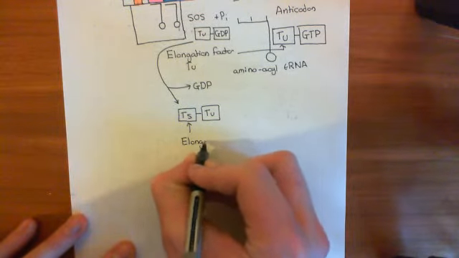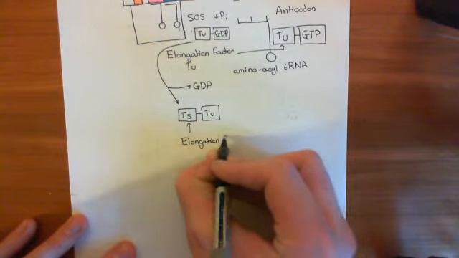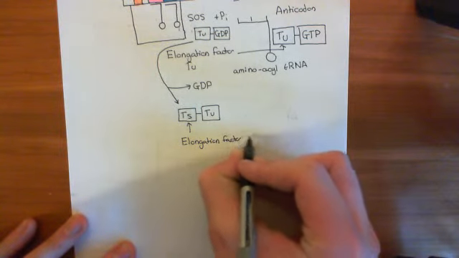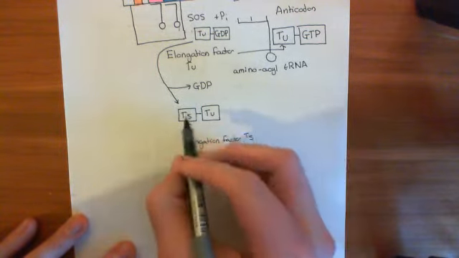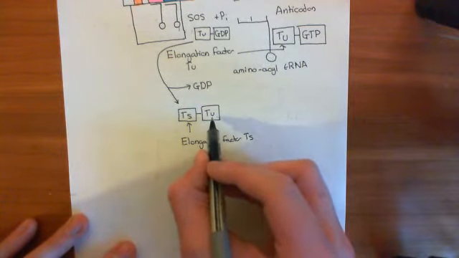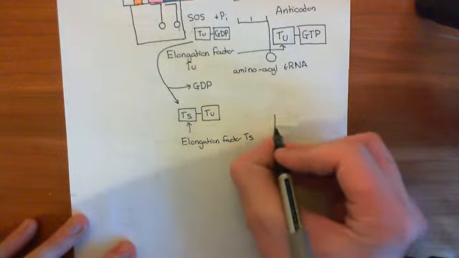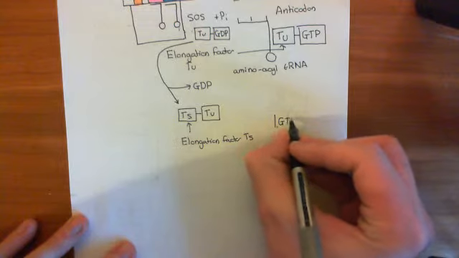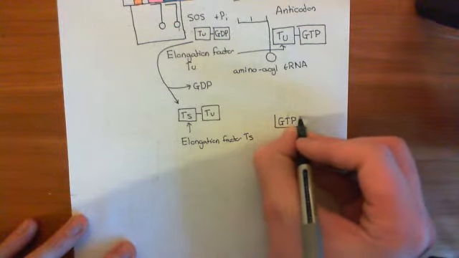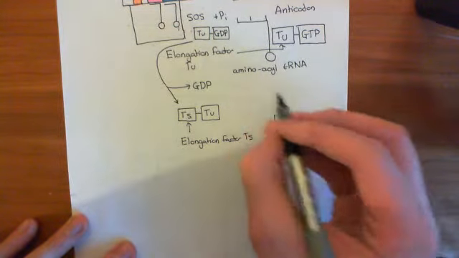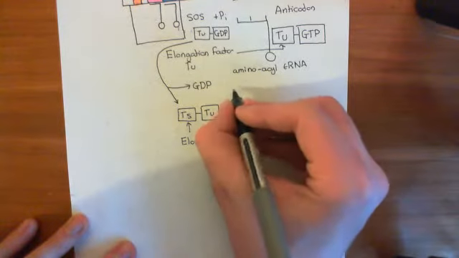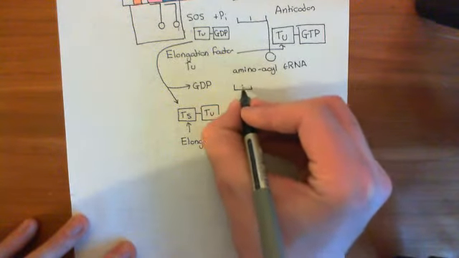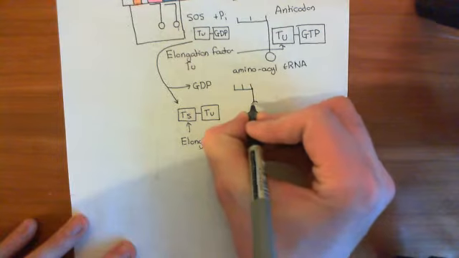Now, this elongation factor TS, and I should write its name out, I should do it that courtesy, elongation factor TS. This elongation factor TS then assists the elongation factor TU in finding another GTP molecule, and also in finding another amino-acyl tRNA. So, it also finds the tRNA here, with an amino acid here.